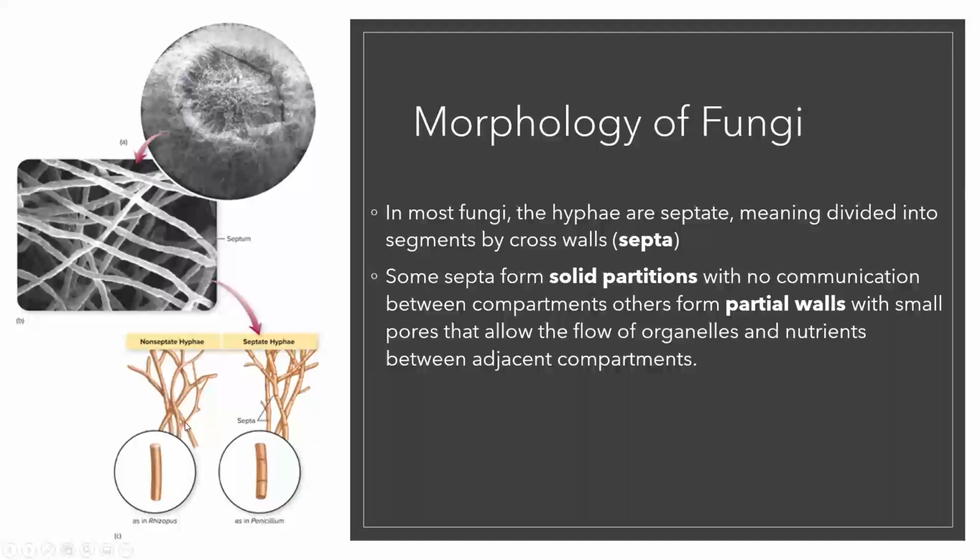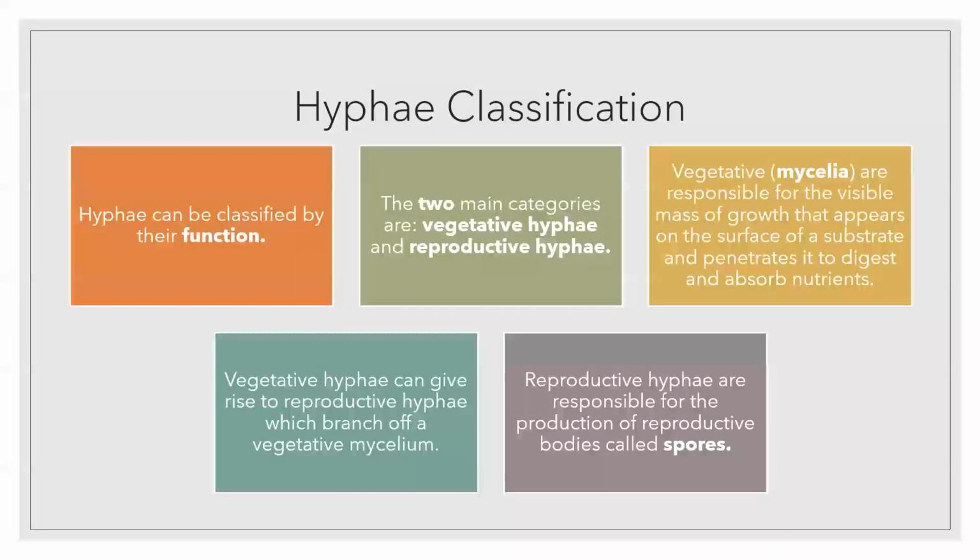Some septa form solid partitions so that there's no communication between the compartments. So this is one cell and I'm not talking to my neighbor, and this is another cell still not talking to its neighbor. Some of them, though, have partial walls with lots of pores in between where they can share organelles, nutrients, energy, and cell chemical compounds to talk to each other and work together more as a cohesive unit.